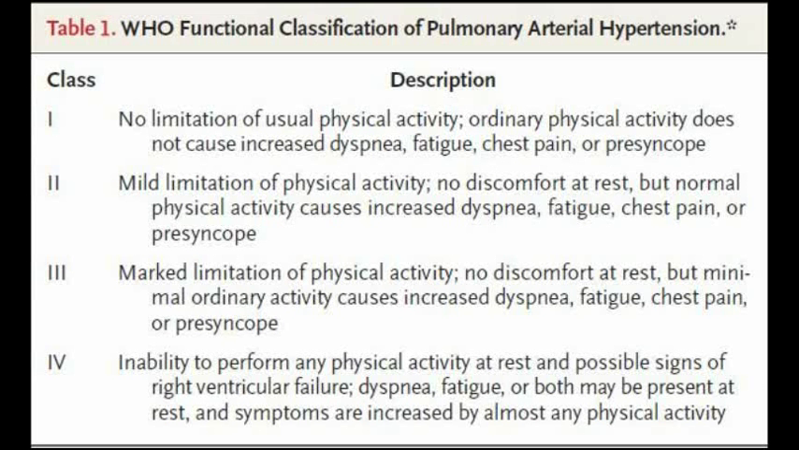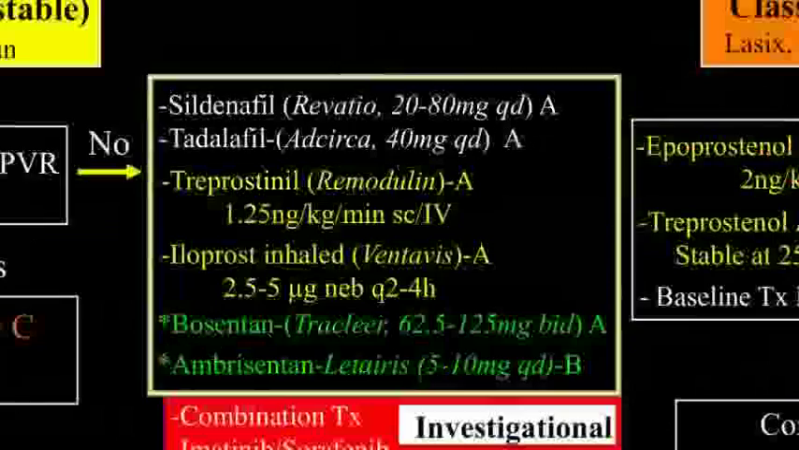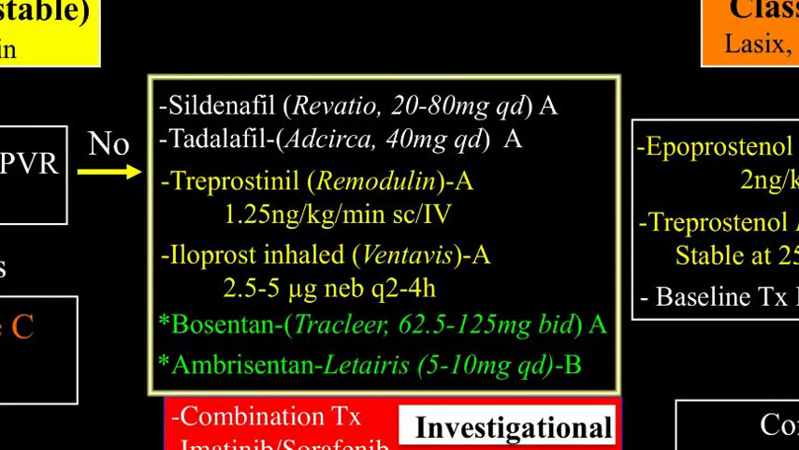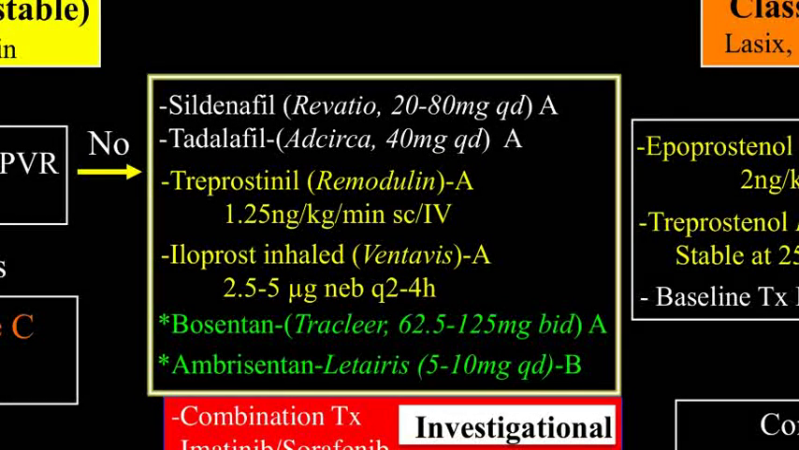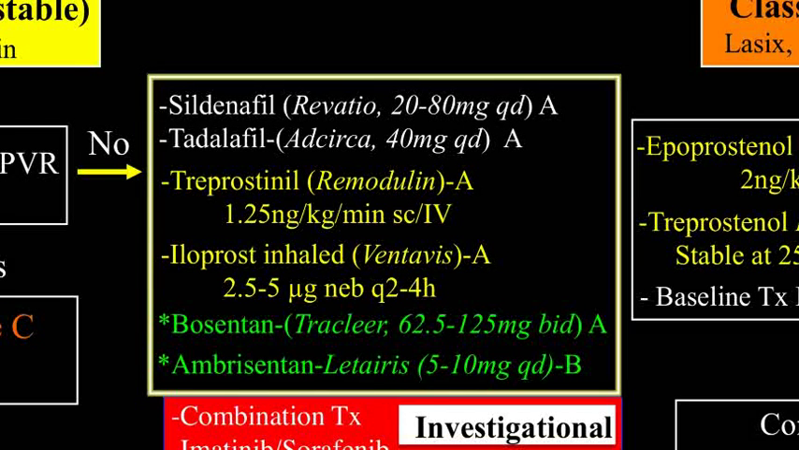If you're talking about a patient who's class 2 or 3, so they can walk, say, 400 or 500 meters in 6 minutes, which is a common test that we use, that person is a candidate for either an endothelin antagonist or a phosphodiesterase 5 inhibitor. An example of an endothelin antagonist would be the drug Bosentan. An example of a phosphodiesterase inhibitor would be sildenafil or Viagra.